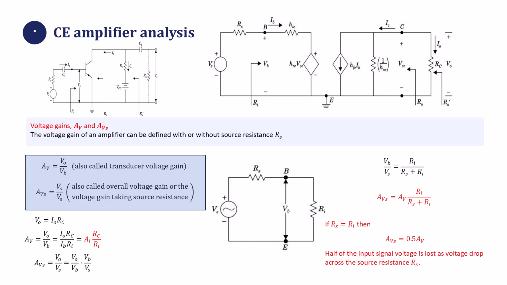There is a useful rule of thumb here. If Rs happens to equal Ri, then AVS is exactly half of AV. In other words, half of the input signal voltage is simply lost as a drop across the source resistance before it even reaches the amplifier.